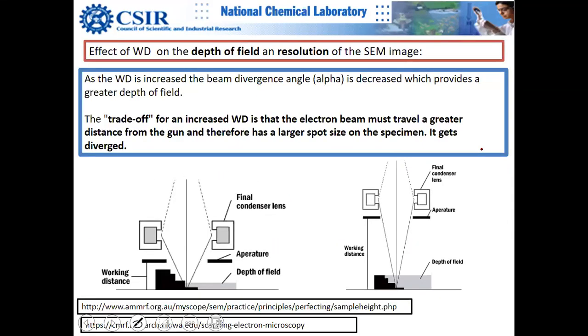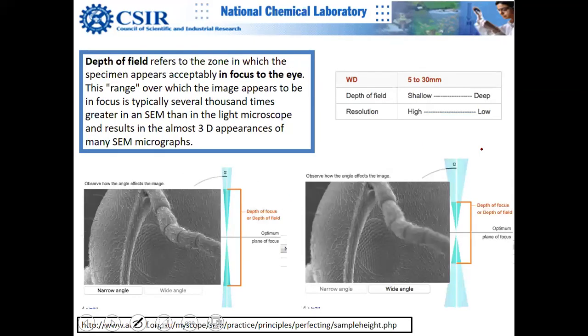For example, I'll show you some images. You can see that this image is larger, so this is larger depth of focus. Here you have smaller depth of focus. So if you want to look at smaller areas, at just one area with a higher resolution, then you choose a smaller working distance and smaller depth of focus.